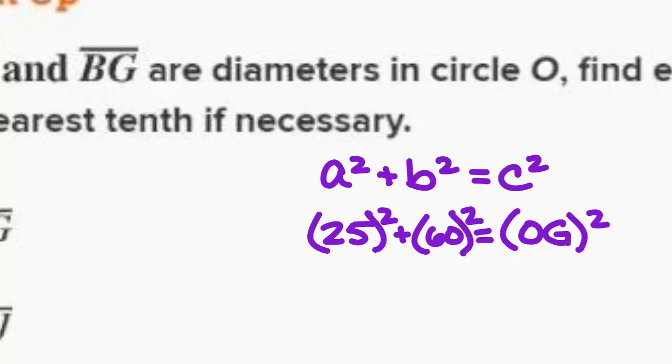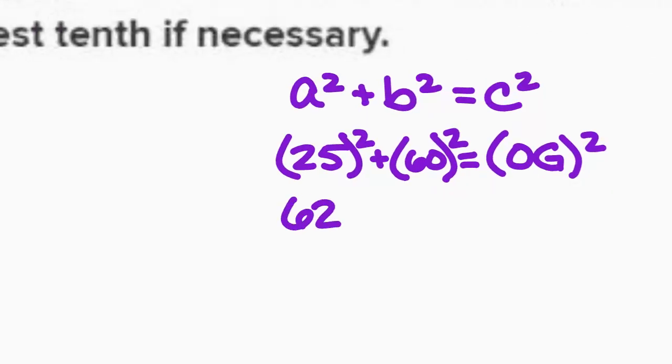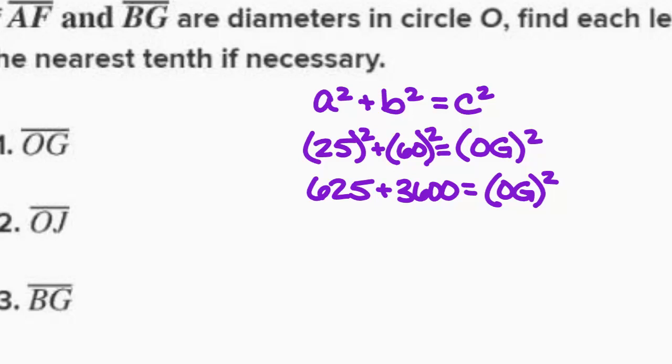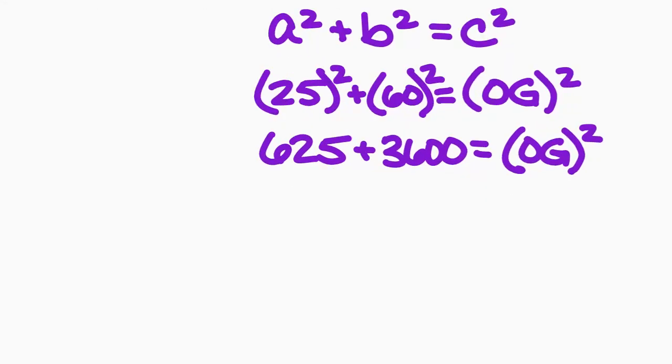What is 25 squared? 625. 60 squared? 3,600. And then we need to add those two together. What do you get when you add 625 and 3,600 together? 4225 is equal to OG squared.